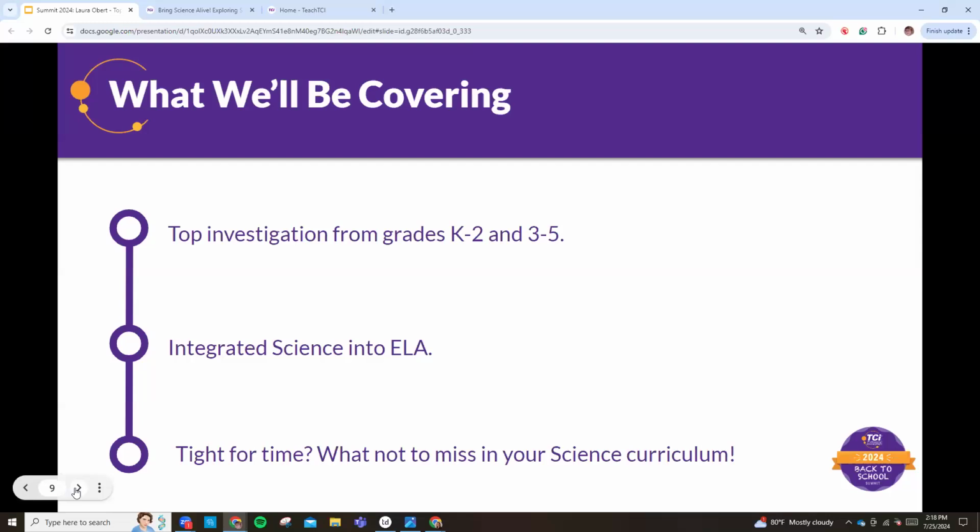And then other things that we're going to highlight, again, I know finding time for instruction can always be a challenge in that elementary classroom. So what not to miss within your science curriculum. And so we're going to talk about what not to miss and where to get that information as we're going in.